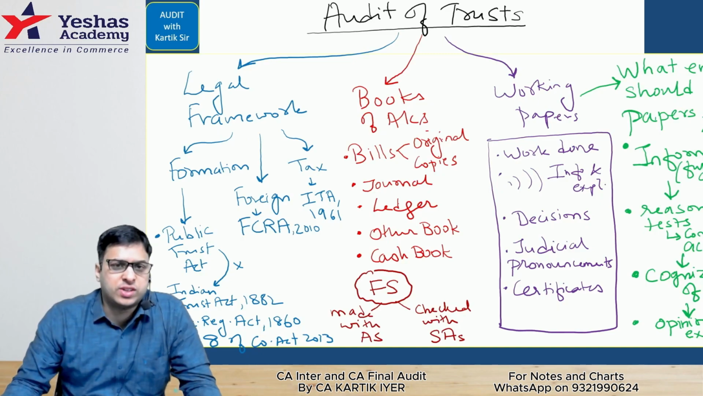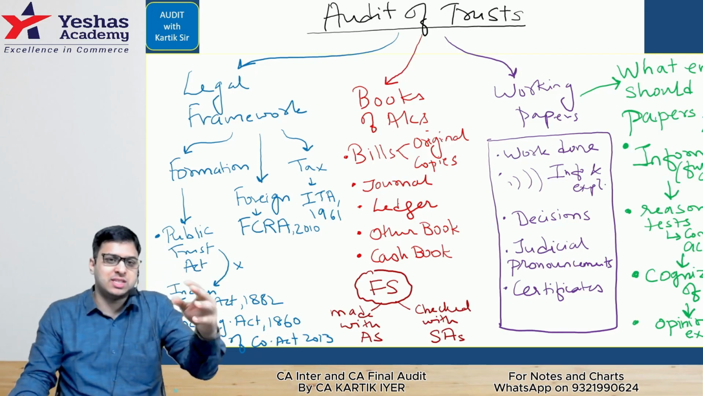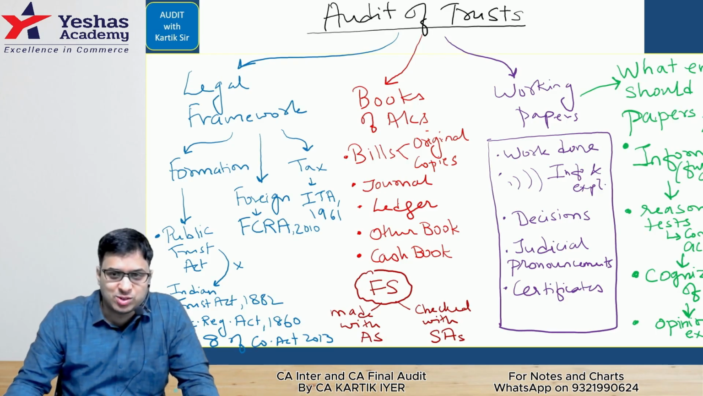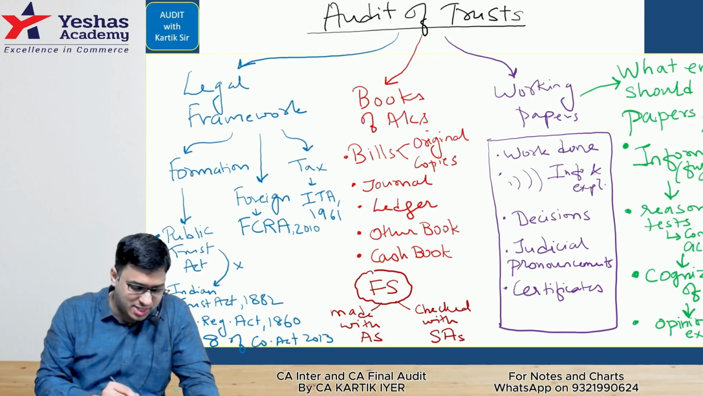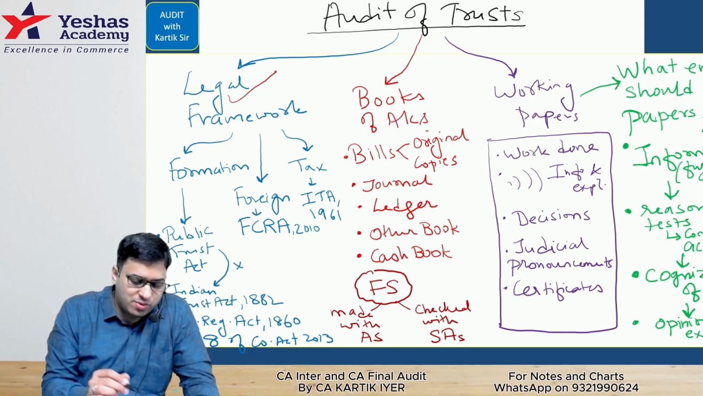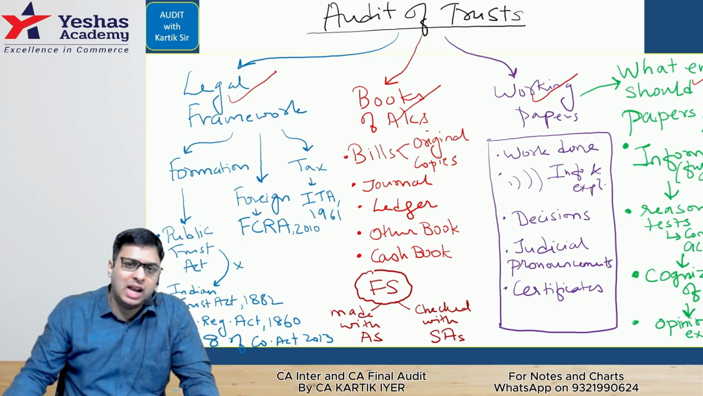Let's start with audit of trust. In the chart we have 4 questions, and of course, we have our legendary song. First, we have something called a legal framework. Second, we have books of accounts. Third, working papers. And fourth, what evidence should working papers provide? Okay. Legal framework, let's start.